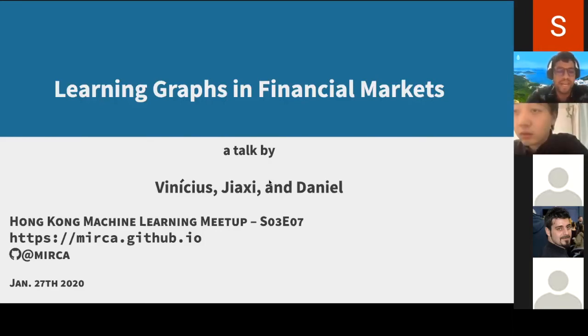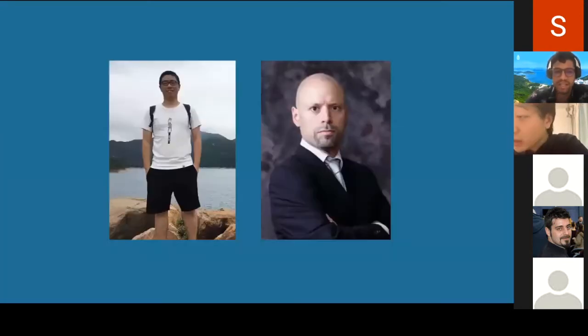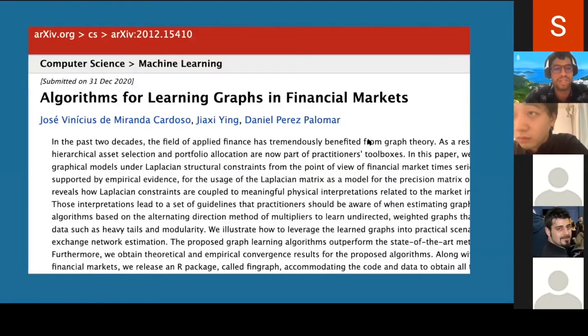So the title of my talk is Learning Graphs in Financial Markets. These are the photos of my handsome collaborators Jiaxi and Professor Daniel, and this talk is based on this paper, whose title is Algorithms for Learning Graphs in Financial Markets. If you noticed, I removed the word algorithms from this talk, because I'm not going to dive into the algorithm design of the estimators here. I will try to be as high level as possible.